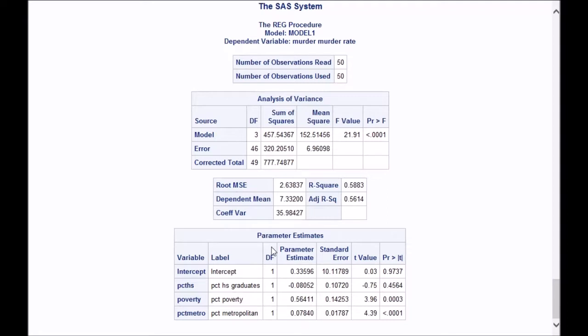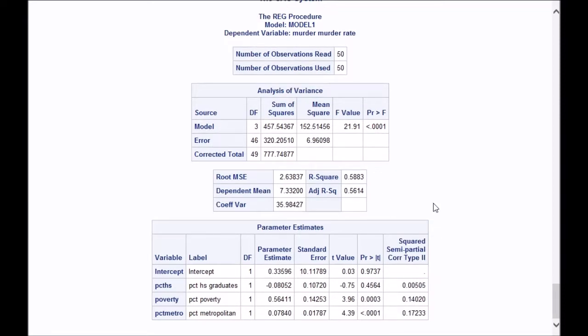Right? So those are the raw regression coefficients. We can also, if you desire a standardized measure of effect size, my personal favorite is the squared semi-partial correlation. I'm going to add those on here. We see those right here. And what they tell you is the contribution each predictor makes to the overall model R square. And so you can see that percent of high school graduates is explaining very little of the variance in murder rates on its own uniquely. Percent in poverty is explaining 14% uniquely. Percent metropolitan is explaining 17% uniquely.